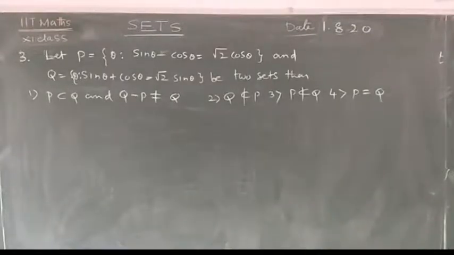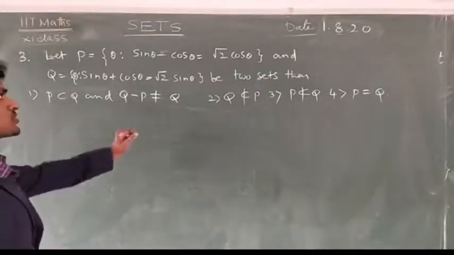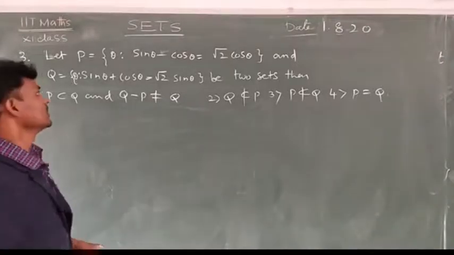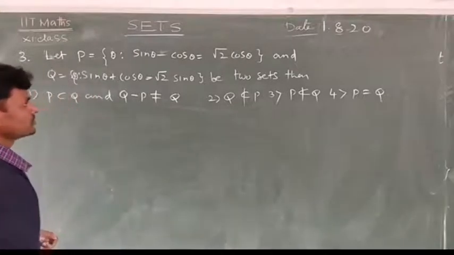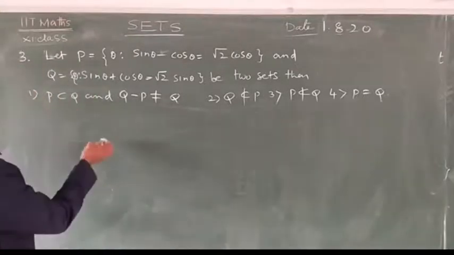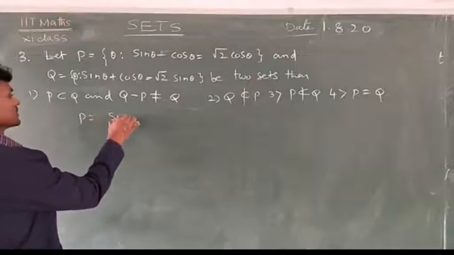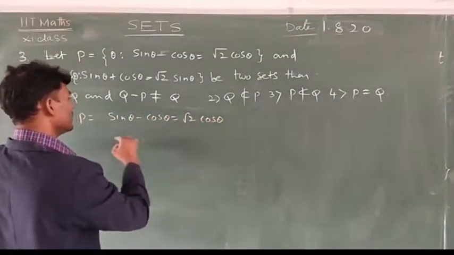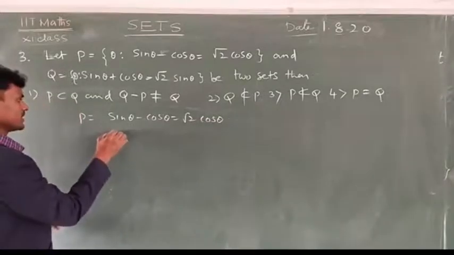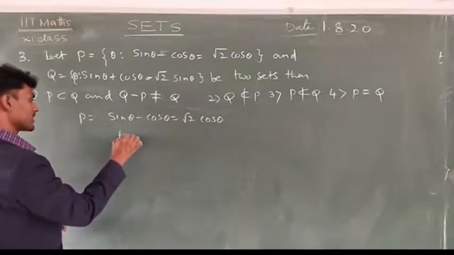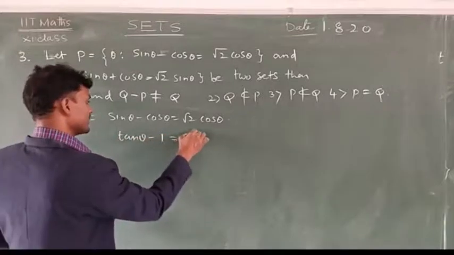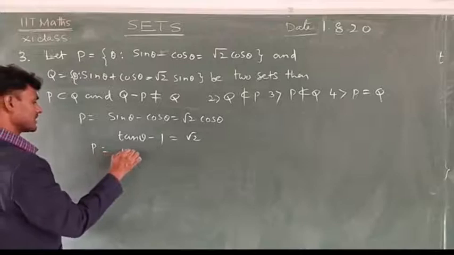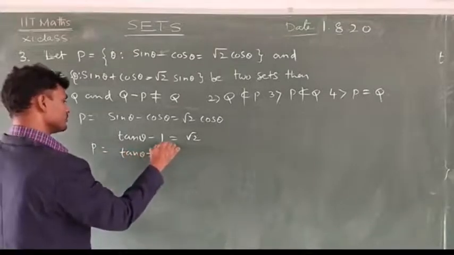Question number 3. Let P be the set of theta such that sin theta minus cos theta is equal to root 2 cos theta, and Q be the set of theta such that sin theta plus cos theta is equal to root 2 sin theta. Then which option is applicable? First we have to check here. P: sin theta minus cos theta is equal to root 2 cos theta. The whole equation is divided by cos theta. Then sin theta by cos theta is tan theta, this is 1 and this is root 2. Now taking this to one side, P is tan theta is equal to root 2 plus 1.